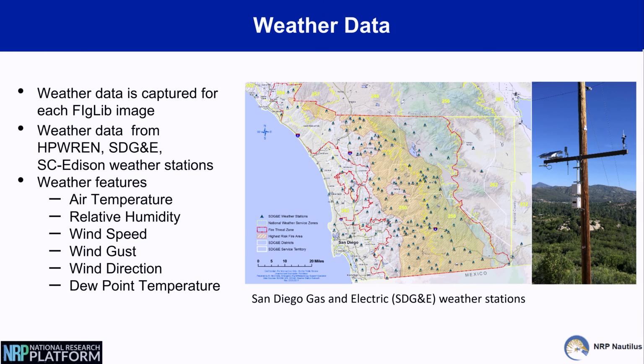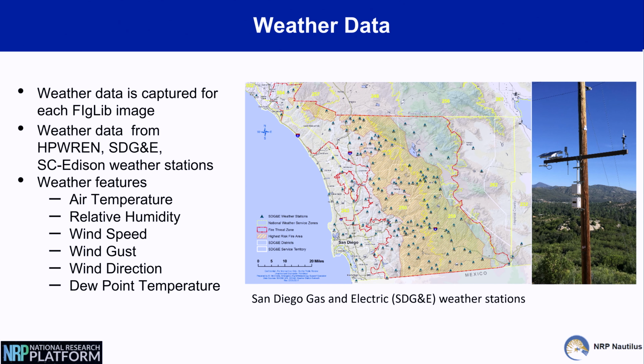Weather data are sensor measurements that we get from weather stations. And we use weather stations from 3 different networks: the HPWREN network, the San Diego Gas and Electric network, and also the Southern California Edison. So SDG&E and SCE are utility companies that have weather stations in San Diego County.